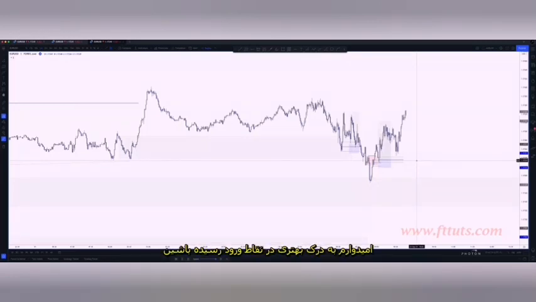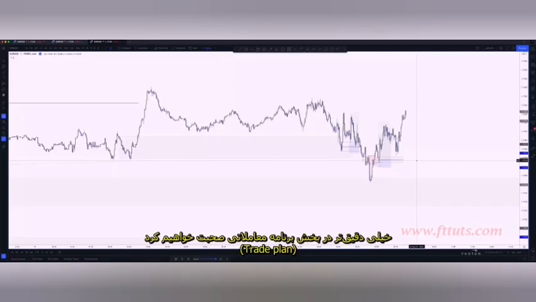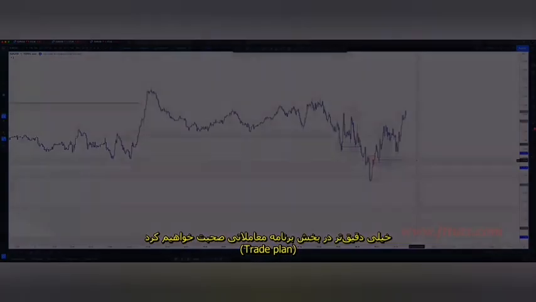Hopefully that makes a lot more sense about entries, and then we'll talk about this in a lot more depth of how you can tailor this and personalize this to your own style as we look to create our trade plans.